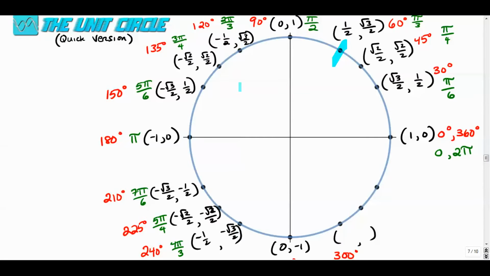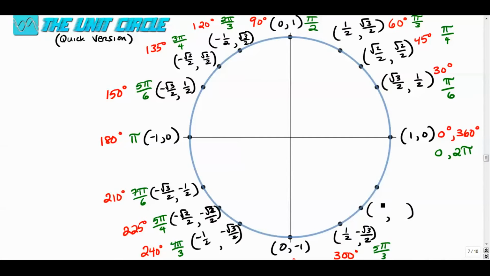So it kind of helps sometimes to go around like that. And that was radians, 5 pi over 3. So those values, the x and the y value there, are going to mimic the other ones. Just negate the y value this time. Keep the x positive, negate the y value.